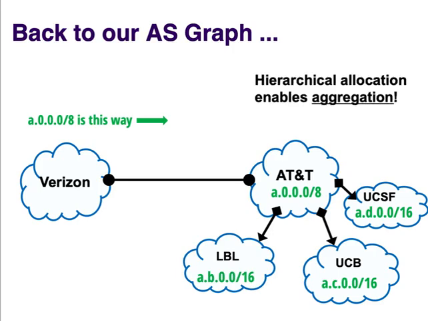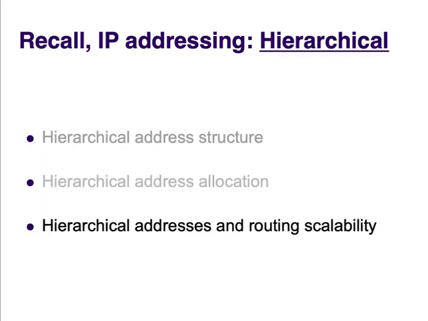So we like hierarchical allocation because of that. Hierarchical allocation addressing enables aggregation. Okay? So learn that lesson in your head. It's not perfect, though, and the reason it isn't is because ultimately, in order to get aggregation, the hierarchy in addresses has to match the hierarchy in the topology. Okay? What do I mean by that?